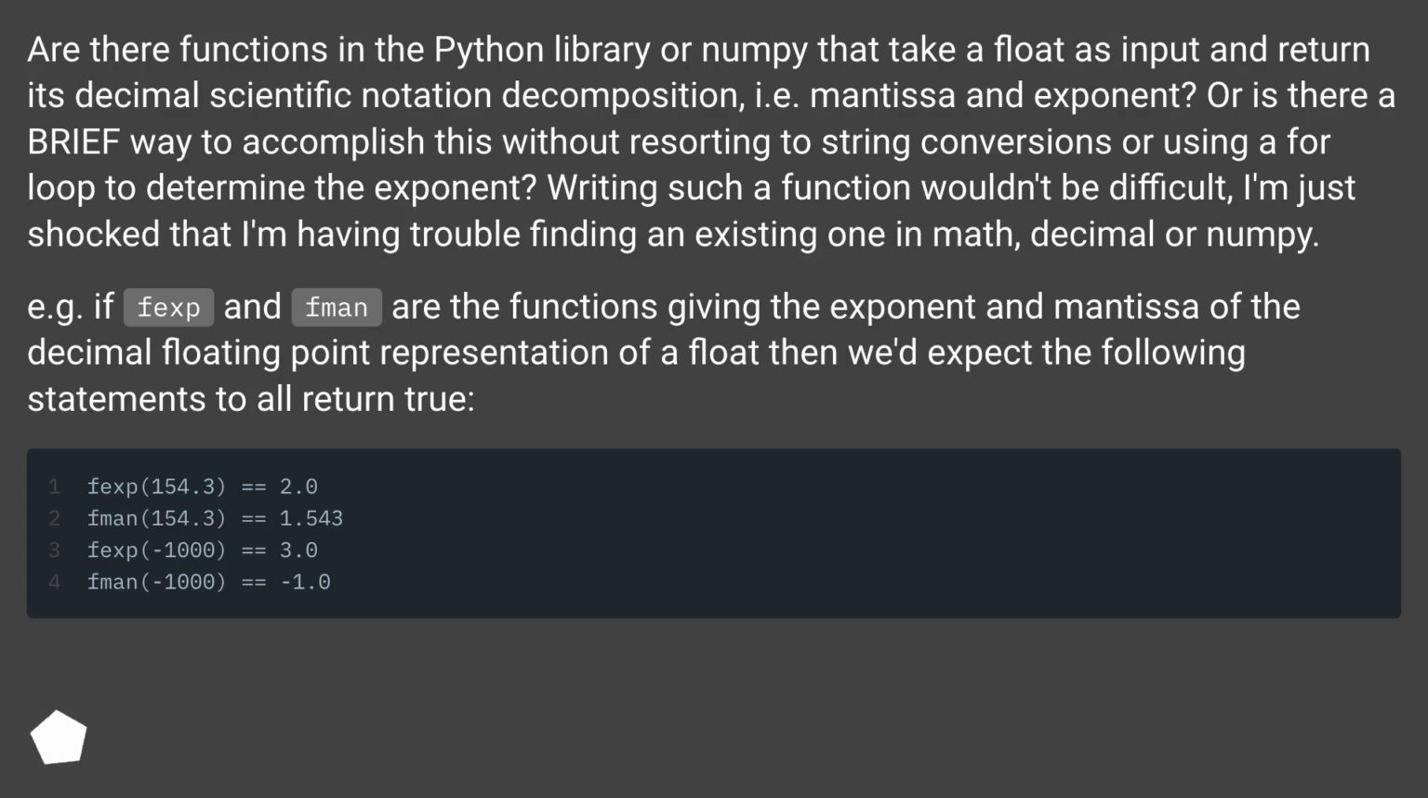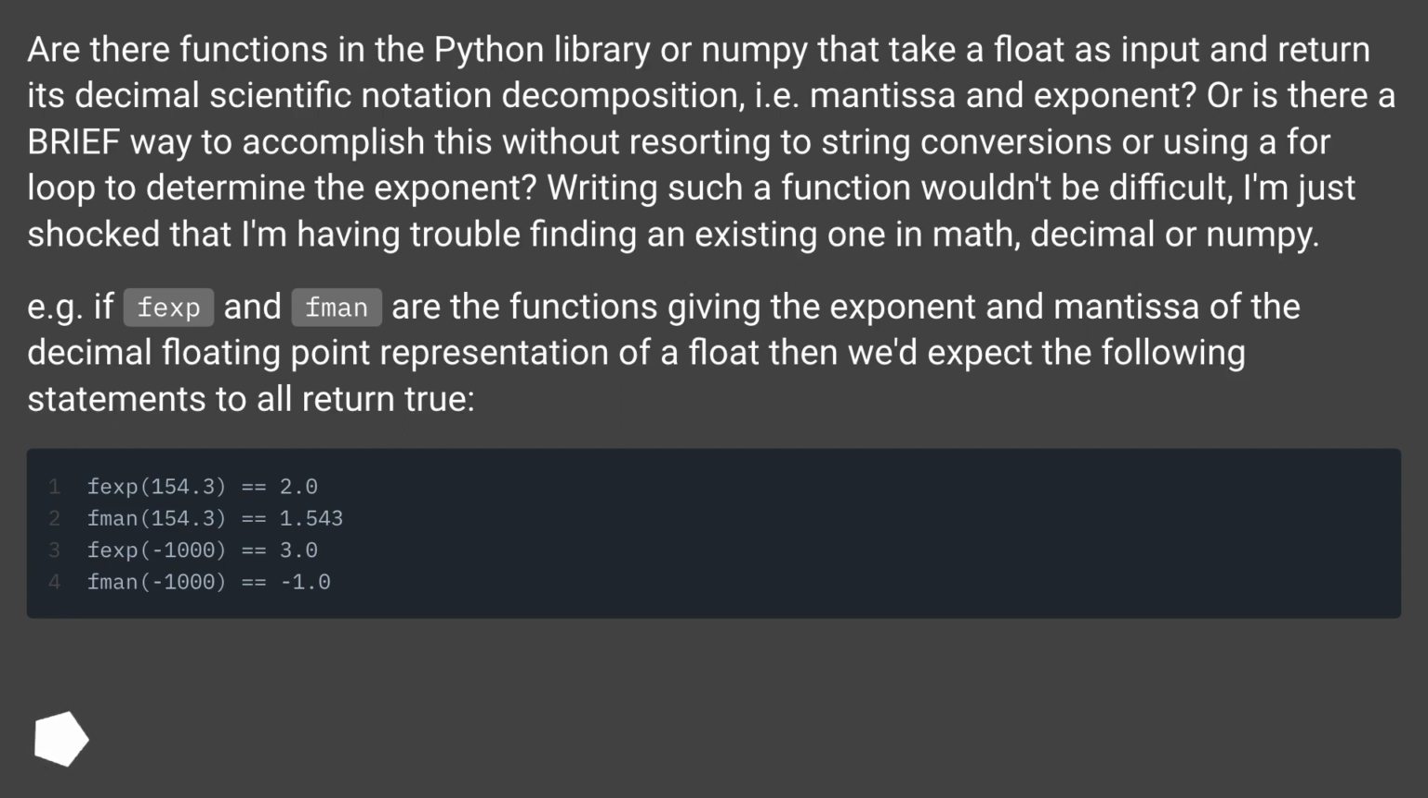Or is there a brief way to accomplish this without resorting to string conversions or using a for loop to determine the exponent? Writing such a function wouldn't be difficult. I'm just shocked that I'm having trouble finding an existing one in math, decimal or NumPy.